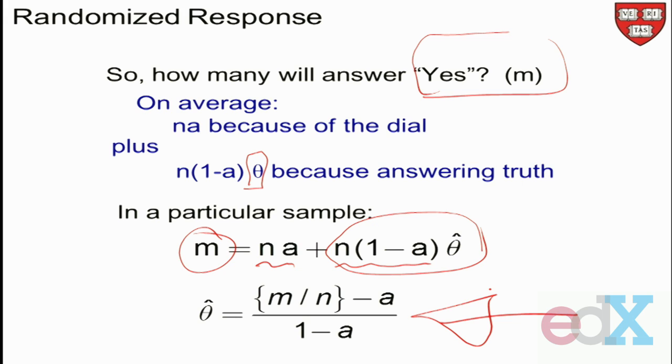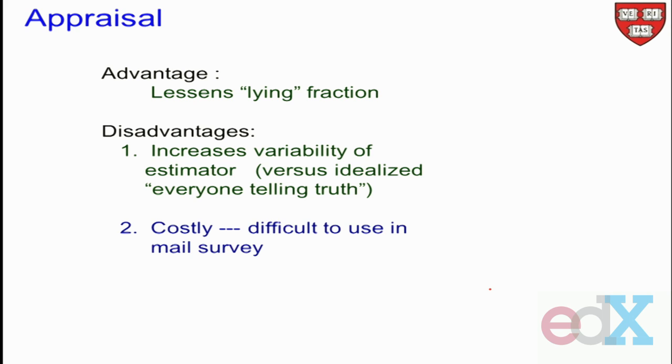The advantage, we hope, is that this lessens the lying fraction. The disadvantage is that it increases the variability. But with respect to what? With respect to the idealized one, which doesn't exist, which is when everybody tells you the truth. And the other thing is that it's costly. It's difficult to use in a mail survey, for example. It's difficult to explain, and you introduce all sorts of errors. But it has been used. I'm surprised it hasn't been used more often.